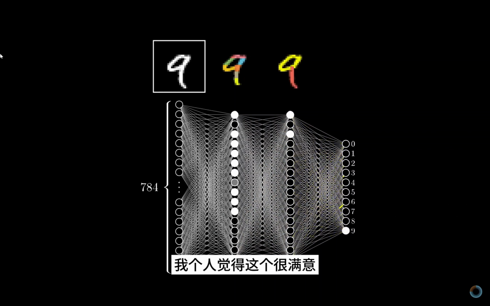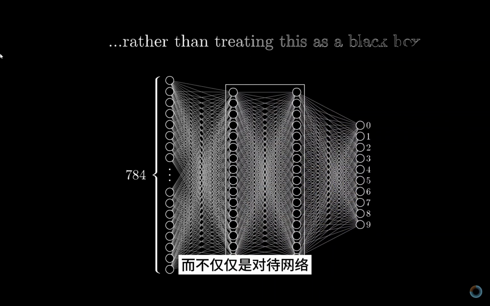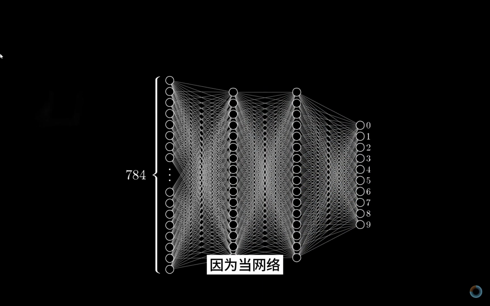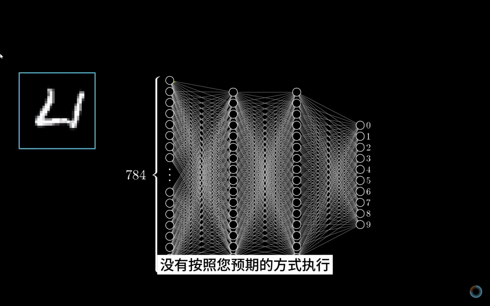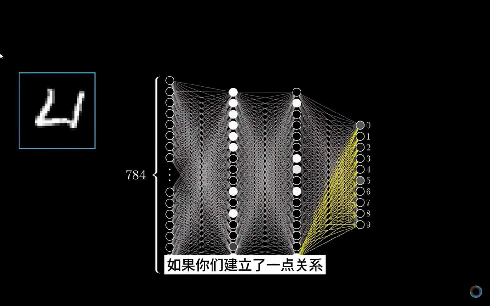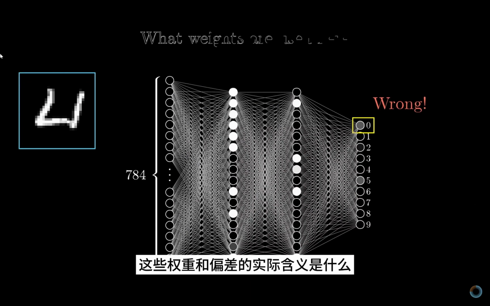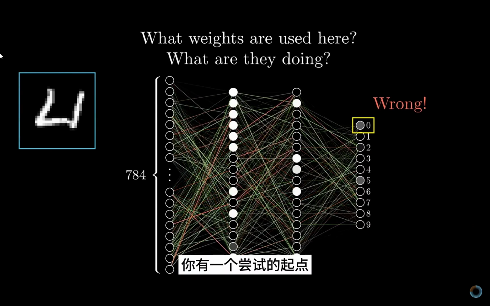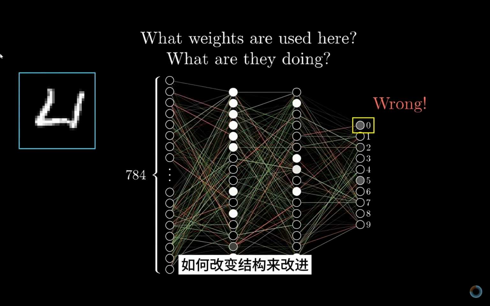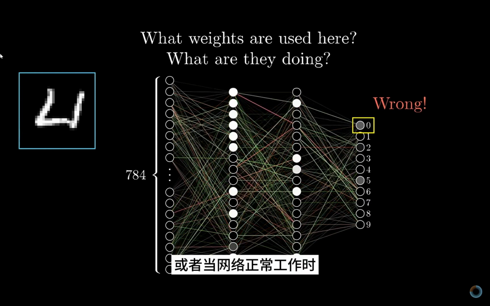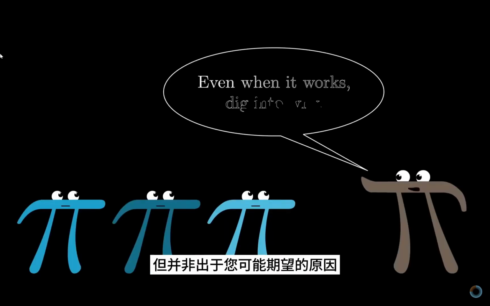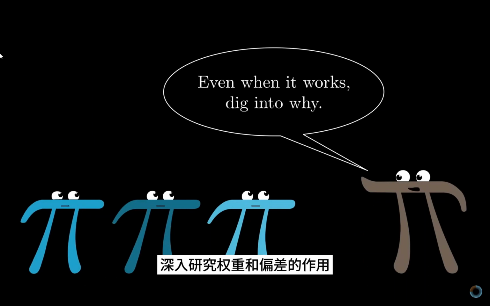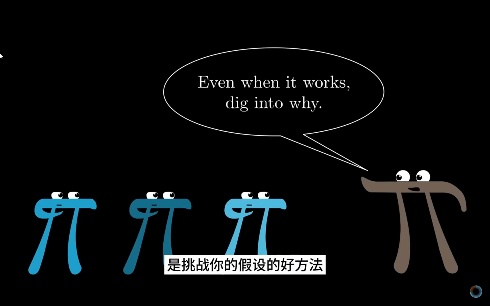I personally find this satisfying rather than just treating the network as a total black box, because when the network doesn't perform the way you anticipate, if you've built up a little bit of a relationship with what those weights and biases actually mean, you have a starting place for experimenting with how to change the structure to improve. Or when the network does work, but not for the reasons you might expect, digging into what the weights and biases are doing is a good way to challenge your assumptions and really expose the full space of possible solutions.